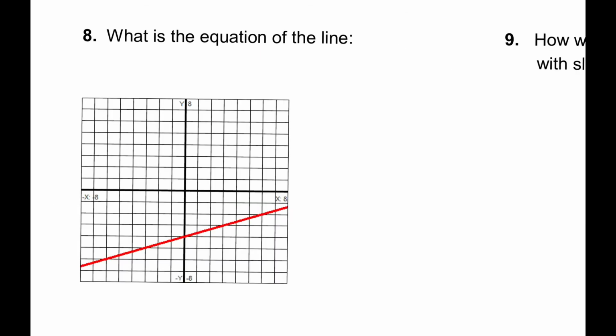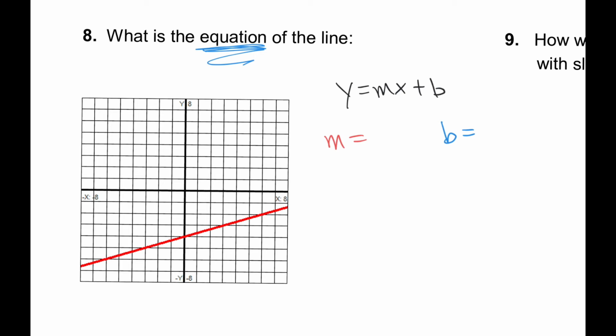Number 8, it says, what is the equation of the line? Again, you guys want to find the equation. So this is going to be the slope-intercept form. I'm going to write down y equals mx plus b. And we need two numbers. We need the slope of the line and we need the y-intercept. I told you guys that it's a lot easier to start with the y-intercept.